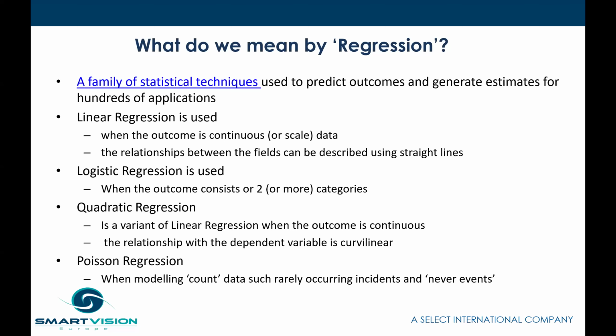Then you get things like quadratic regression. These are non-linear regressions, a variant of linear regression used when the outcome is continuous, but the relationship between the dependent variable and the predictor variables, the things that you're trying to use to predict the outcome or model against, is actually curvilinear in nature, and you want to preserve that curvilinearness.